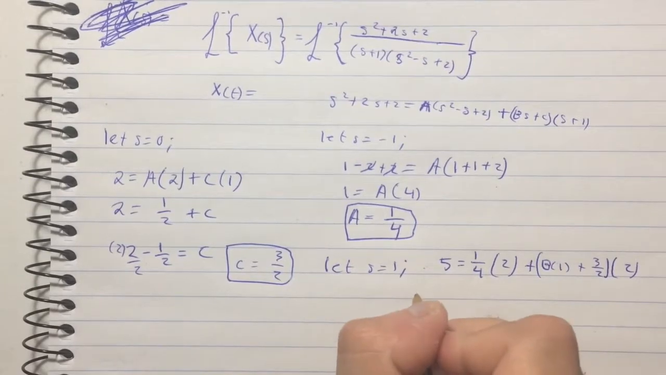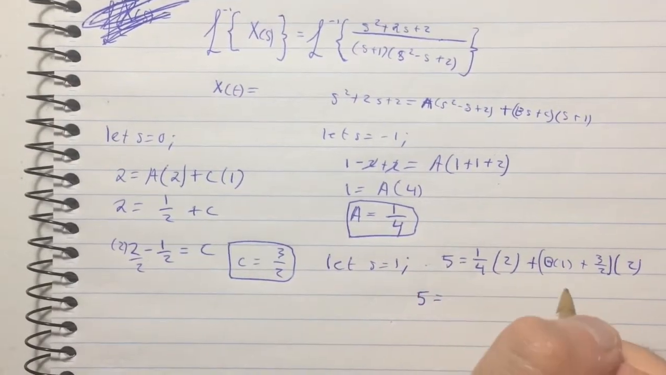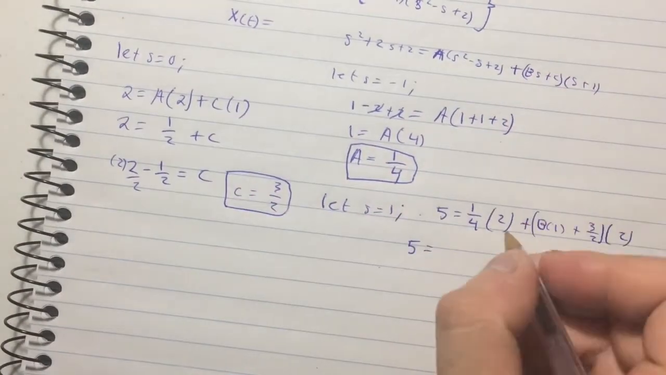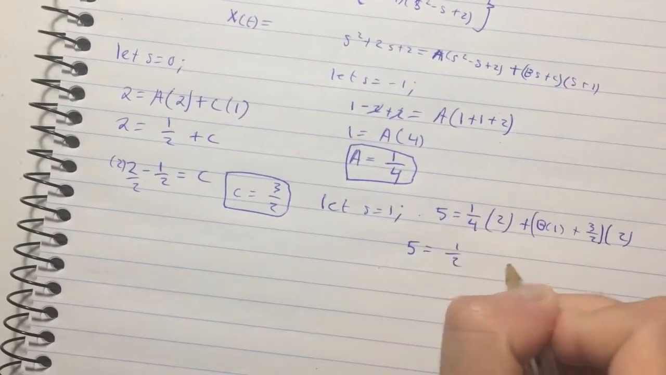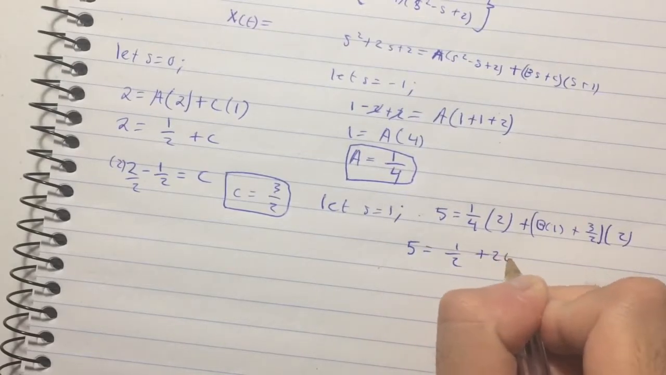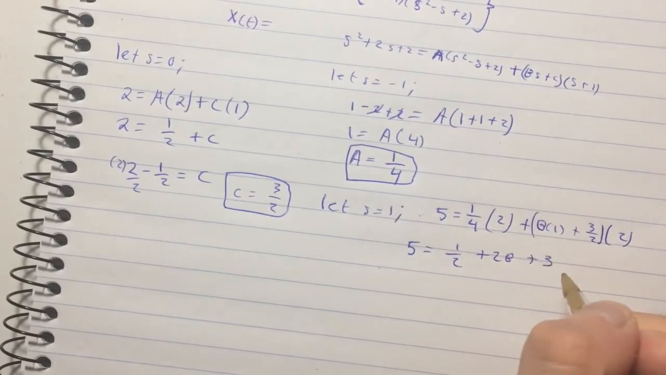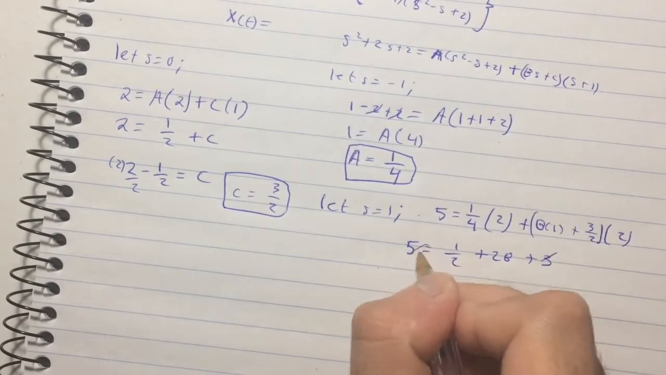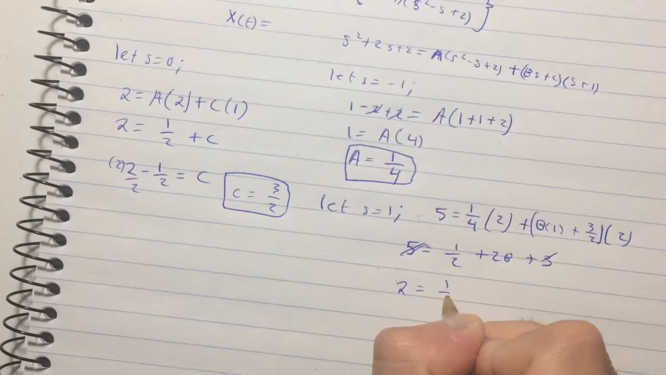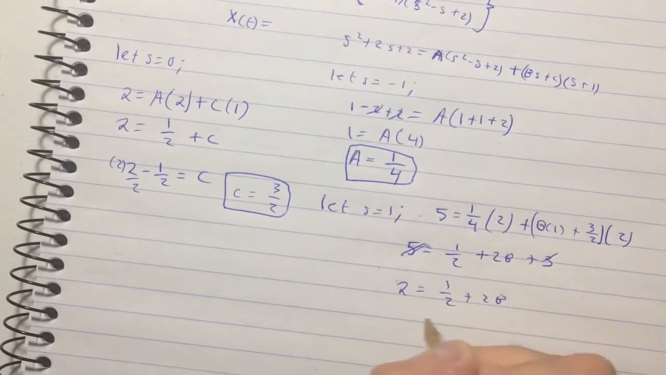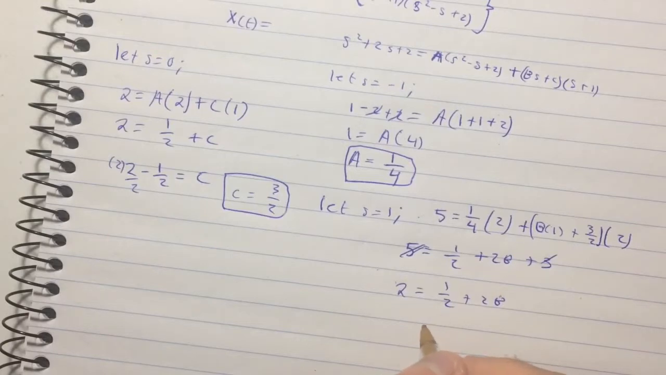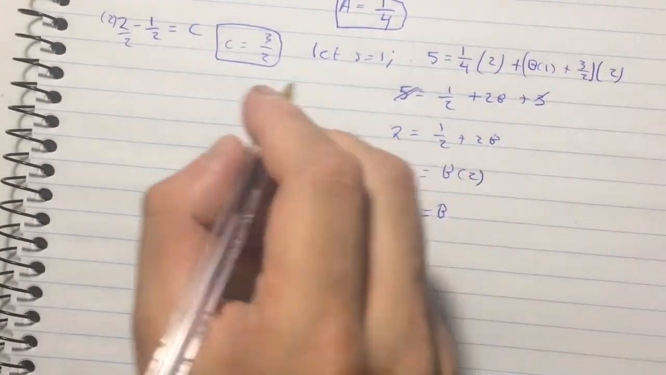Alright, so 5 is equal to, sorry, I'm talking like such a robot right now, so 1/2 plus 2b plus 3. So 2 is equal to 1/2 plus 2b. 2 minus 1/2 is the same as what we had last time. So 3/2 equals b times 2. So 3/4 equals b. Alright, let's just skip a lot of mumbo jumbo and get ready.